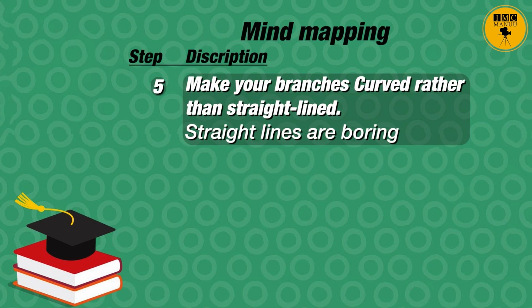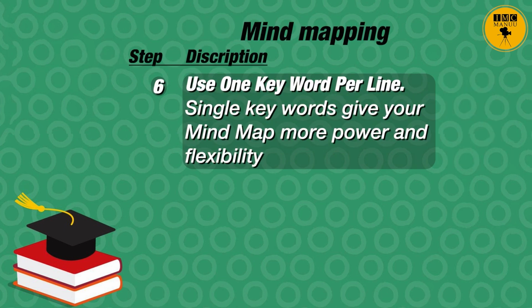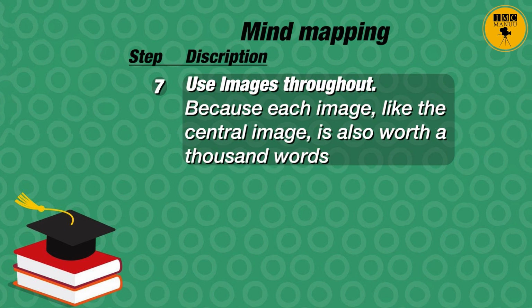The fifth step is to make your branches curved rather than straight lines. Straight lines are boring. Sixth step is use one keyword per line. A single keyword gives your mind map more power and flexibility. The last step is use images throughout, because each image, like the central image, is also worth 1,000 words.